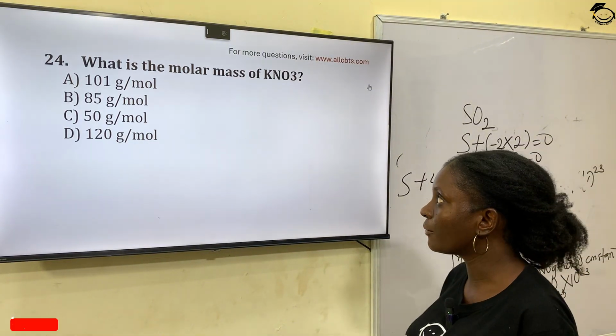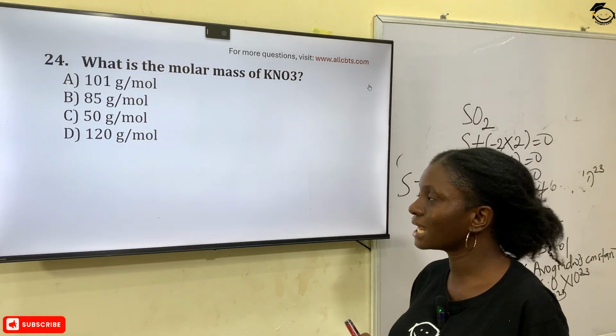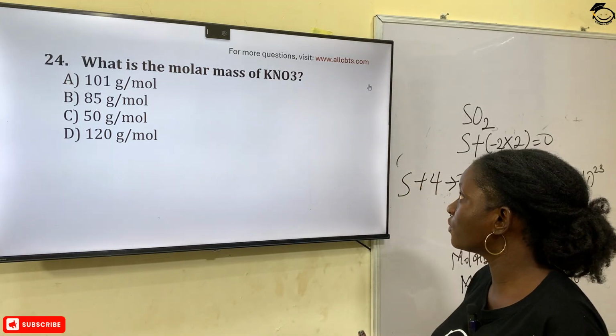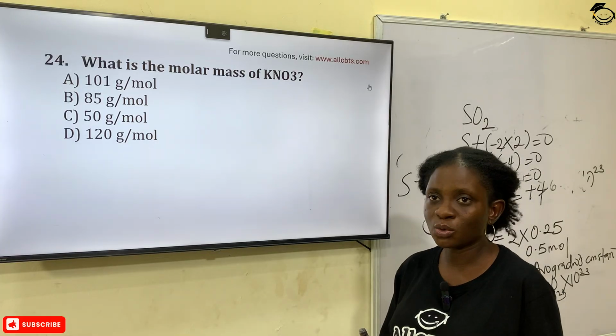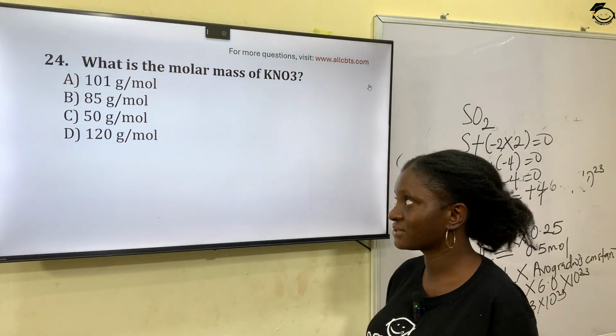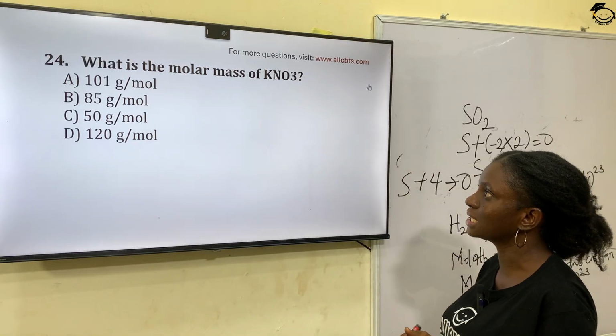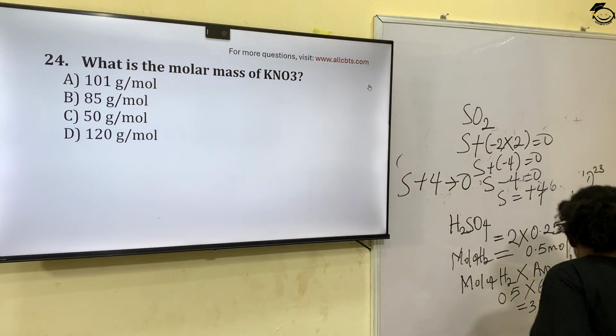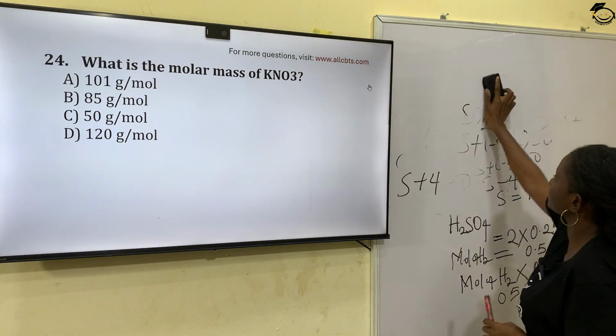Question 24. What is the molar mass of KNO3? That's potassium nitrate. So what is the molar mass? Let's calculate that.